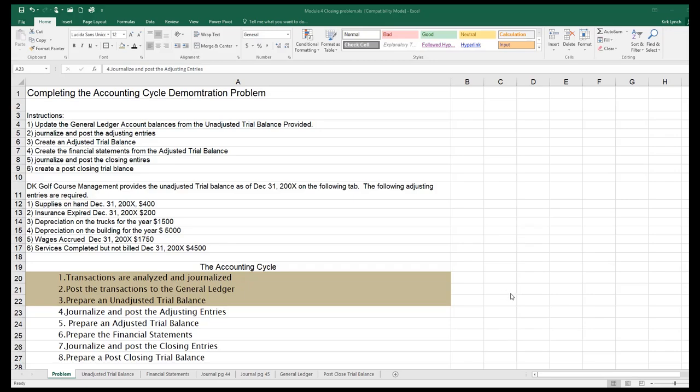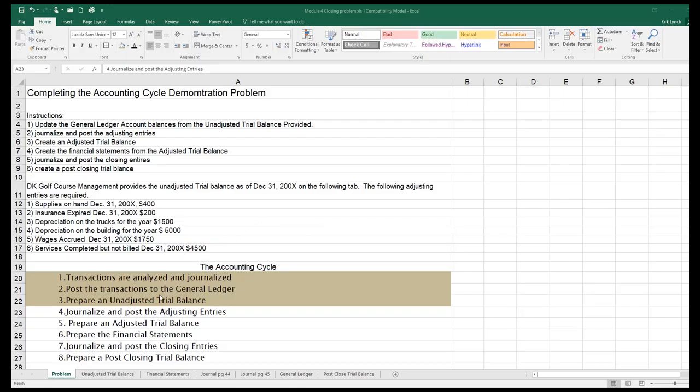And today we're going to be taking a look at a demonstration problem that would be similar to your homework from Chapter 4. The problem is focused on the closing process and the post-closing trial balance, but it also incorporates some other steps of the accounting cycle, which I think are good to review.